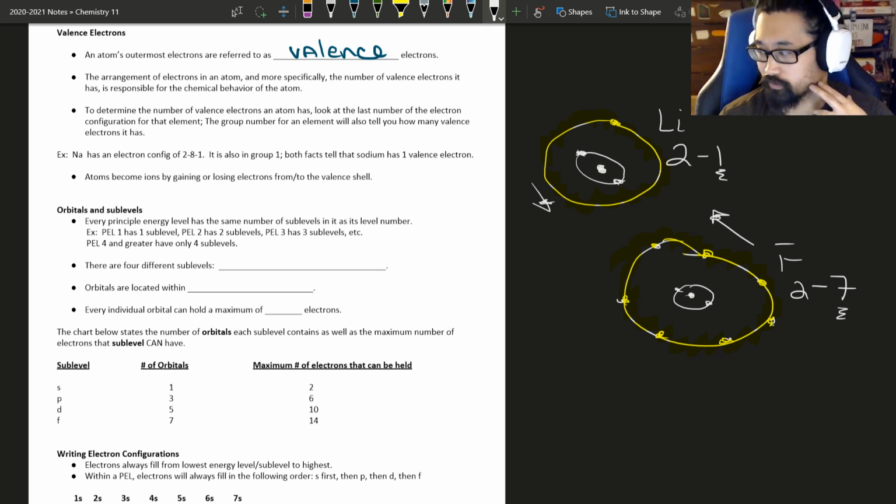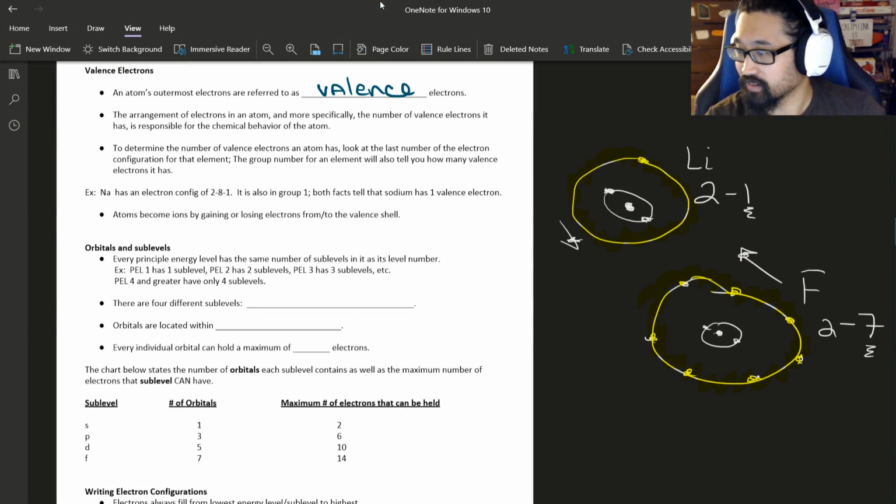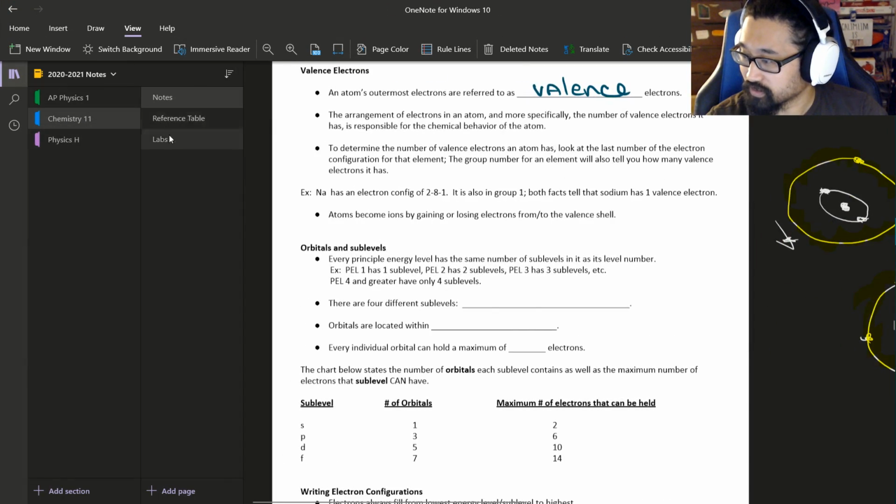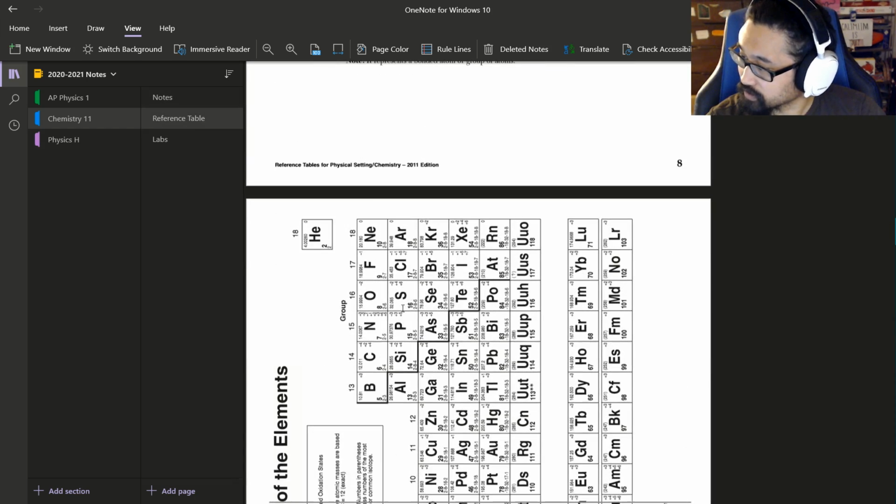I really hope fluorine is 2-7. It's going to be very awkward if I got that wrong. I think it's 2-7. I'm going to stick with it. I'm going to double down. I'm going to stand by it. I'm also going to check, because now I suddenly don't trust it. Fluorine. No, we're good. 2-7. Okay.